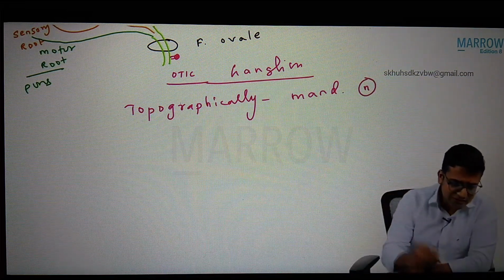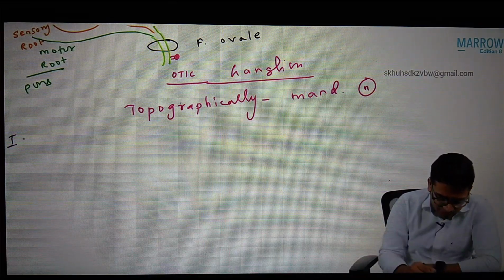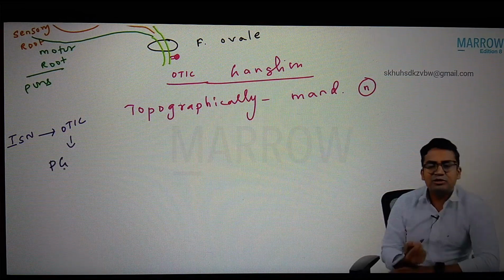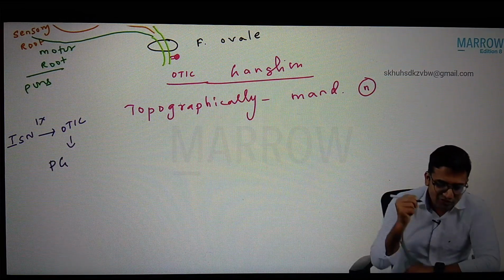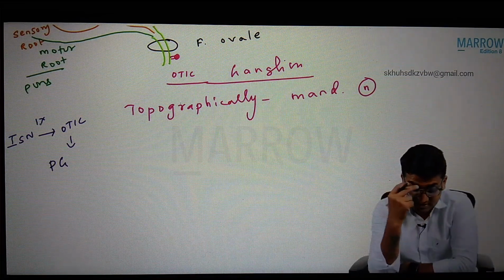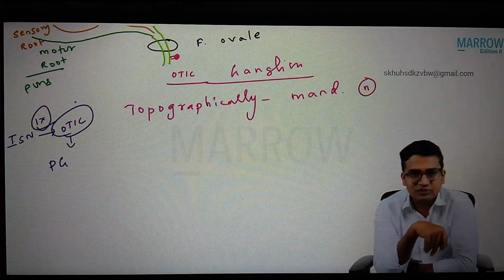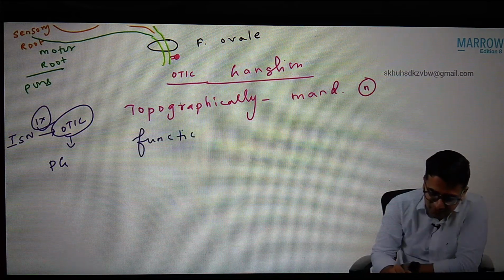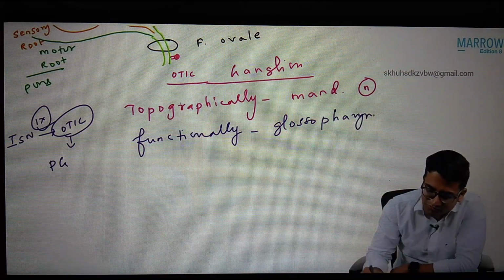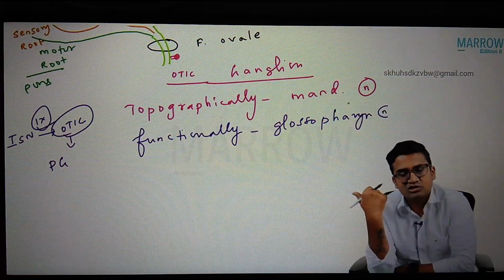But I told you in the discussion of the functional columns of the cranial nerve nucleus, one point: fibers from the inferior salivatory nucleus are given to otic ganglion. From otic ganglion, fibers are given to parotid gland. I told you the 9th nerve, glossopharyngeal nerve, carries the fibers from the inferior salivatory nucleus to otic ganglion. Yes or no? Yes. So the otic ganglion is functionally attached to which nerve? Glossopharyngeal nerve. So topographically, mandibular nerve. Functionally, the glossopharyngeal nerve.